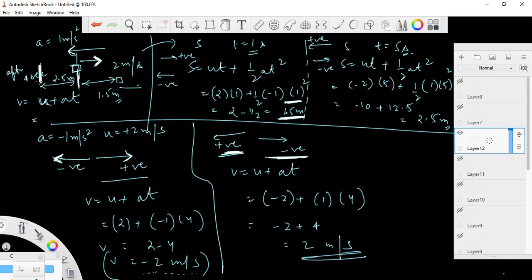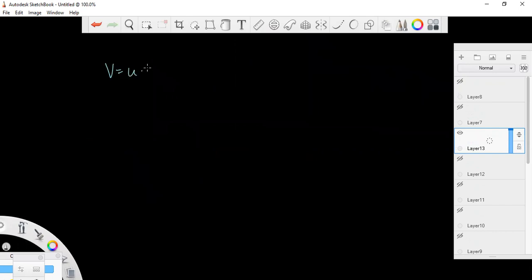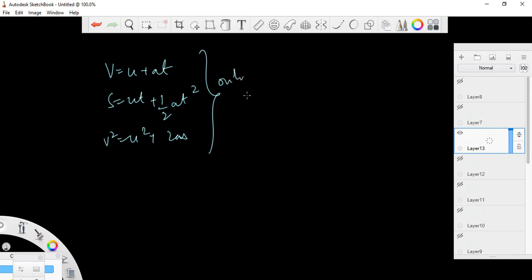Yes, sir. Can I change the screen now? Yes, sir. Can you tell me one thing? When are these equations not valid? So when acceleration is not constant. Right. These equations are only valid if acceleration is constant. If your acceleration is changing with time, you can never use this. Is that okay?